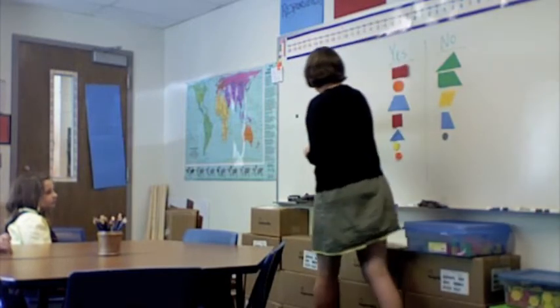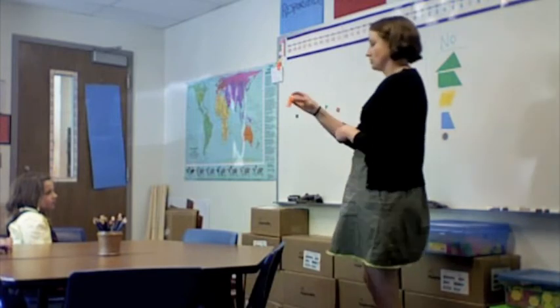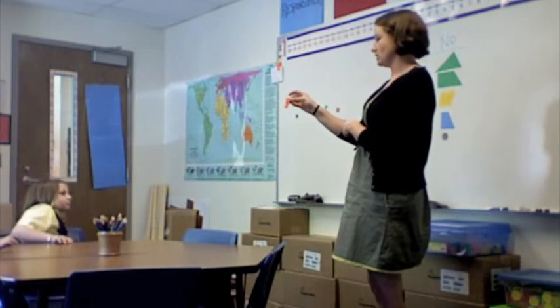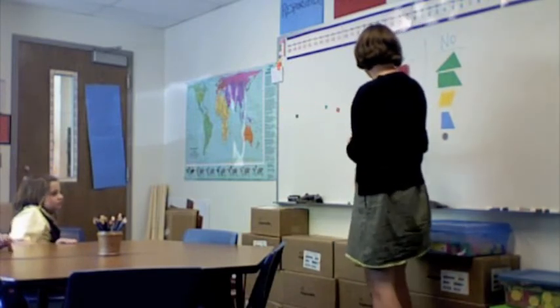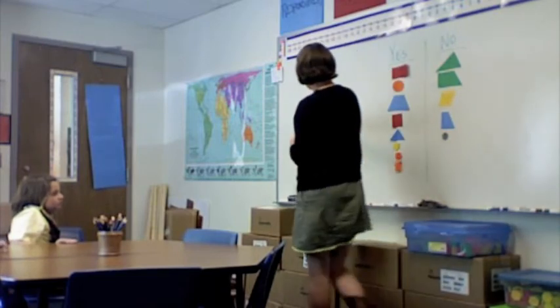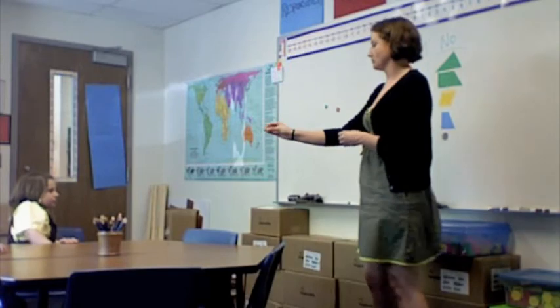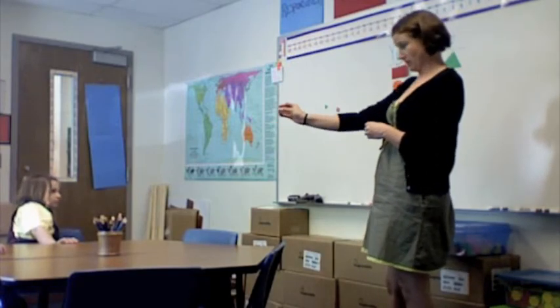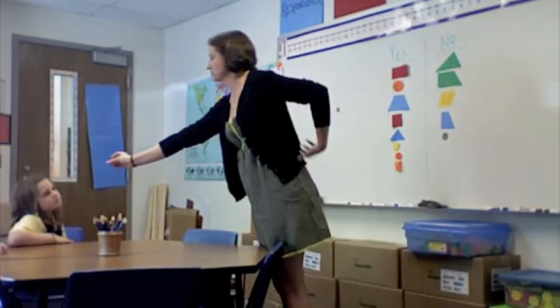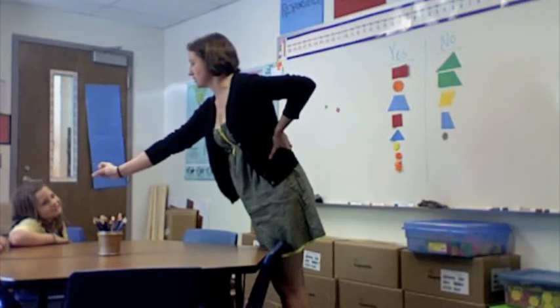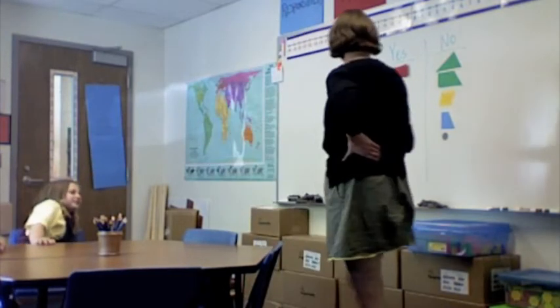What about this guy right here? It would go where? We would just cut it in half. It would go in the yes. And what about this picture of Oscar the Grouch? Not the shape, the picture itself here. Would it go in the yes or the no? It would go in the no, right?